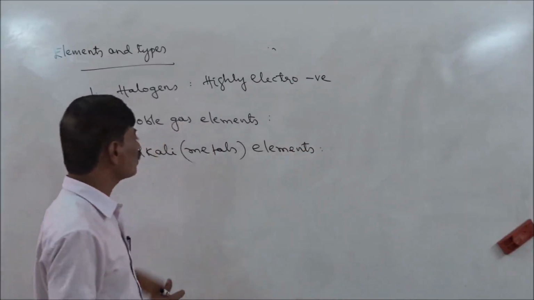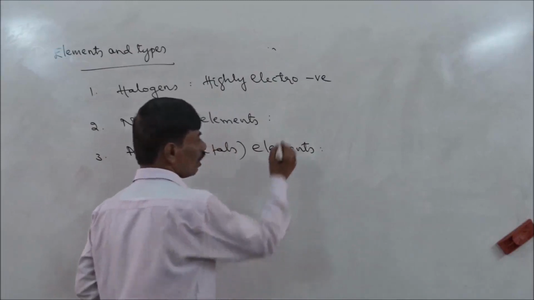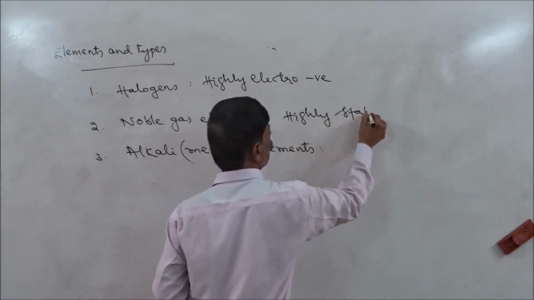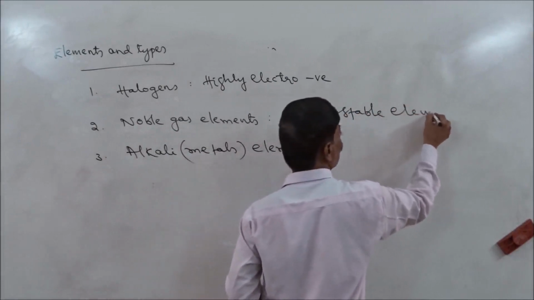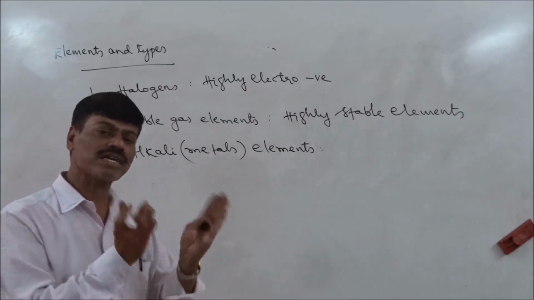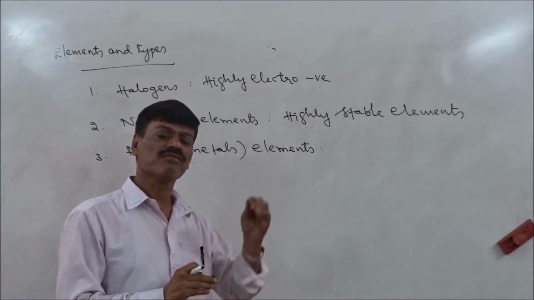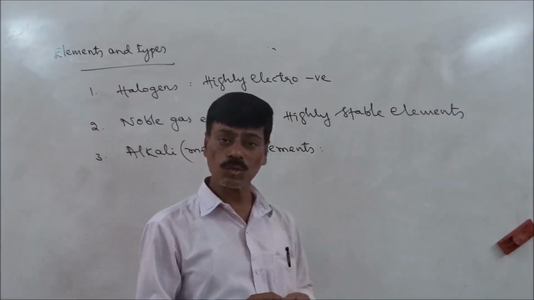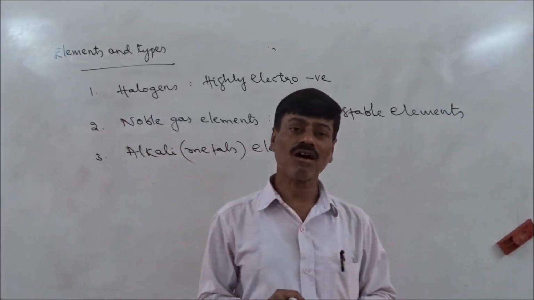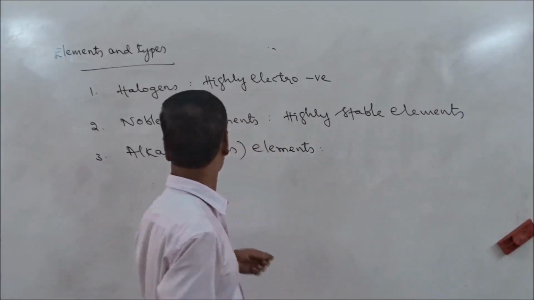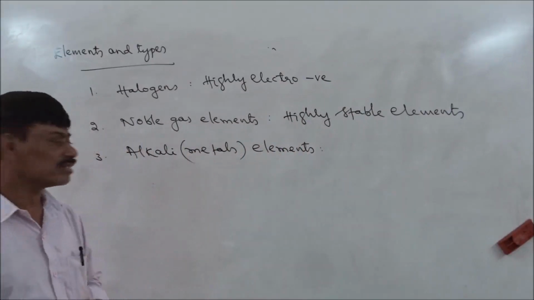So noble gas elements are highly stable elements, and their outermost shells are filled completely. Example, helium, 1s is completely filled. In rest of the elements of noble gas group, in all those elements, octet is achieved, means 8 electrons arrangement is achieved. Now come to alkali elements.